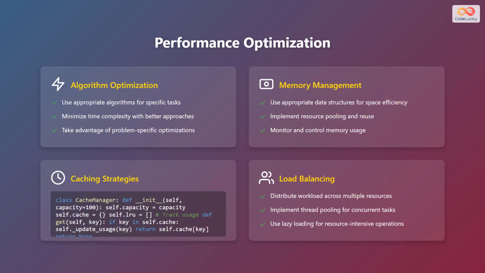Third, caching strategies. Here is an example of Python code where you can create a class CacheManager, initialize the capacity, have an empty cache, and track usage of the caching system using a list. Fourth, load balancing. Distribute workload across multiple resources. Implement thread pooling for concurrent tasks. Use lazy loading for resource-intensive operations.